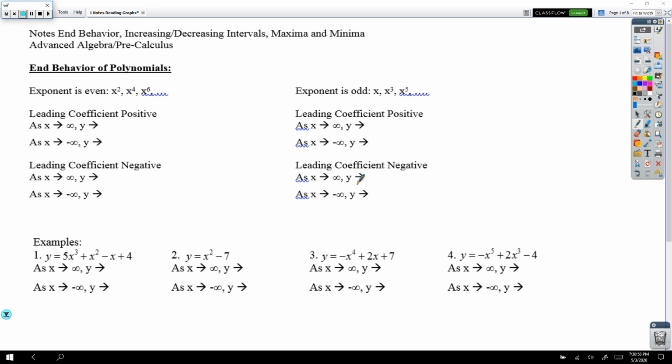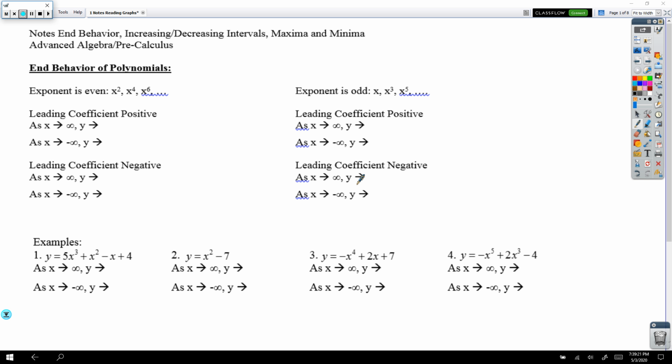Alright, so we're starting our new unit on rational functions, but before we get into those types of graphs, we're going to start by kind of reviewing how to read graphs, and today we're really going to focus on end behavior, increasing, decreasing intervals, and finding our max and mins, whether they be absolute or relative.